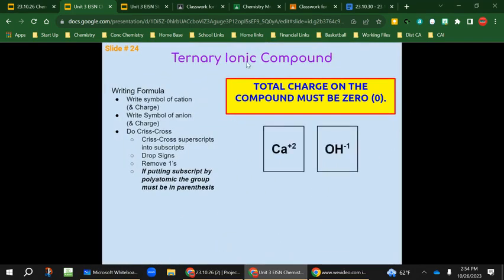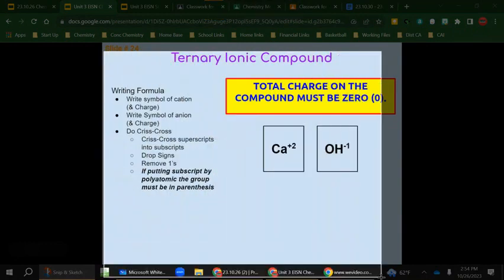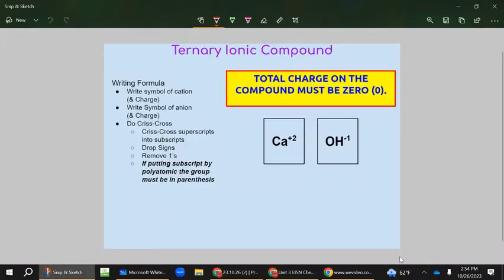All right. So now Ca and OH. What comes down by the Ca? Nothing. Well, it would be a 1, but we don't write it. What do we do with the OH? Put it down and leave it. Don't change the subscript. But what about the 2 here? Forget about it. Just forget about it, ladies and gentlemen. We just leave it. We don't even think about it.